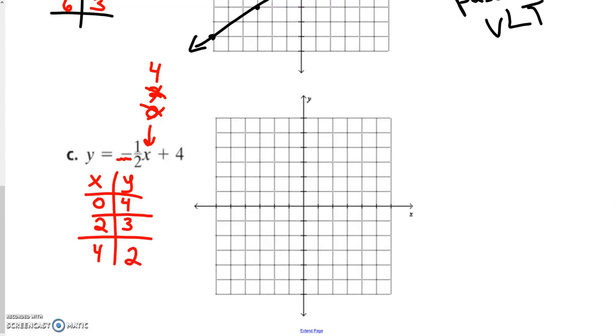Plot the points. 0, 4, 2, 3, 4, 2. Again, see if you can find a pattern. To get from this dot down to this dot, it looks like you go down 1 and right 2. Down 1 and right 2. The pattern works. I can reverse it. I'm going to go left 2 and up 1 and left 2 and up 1. That gives me a straight line. Is this thing a function? Yes. Passed the VLT.